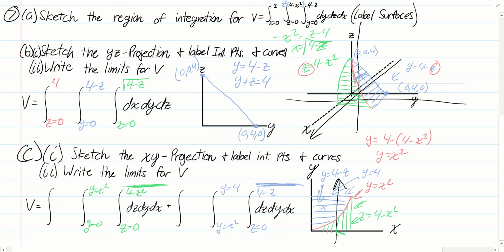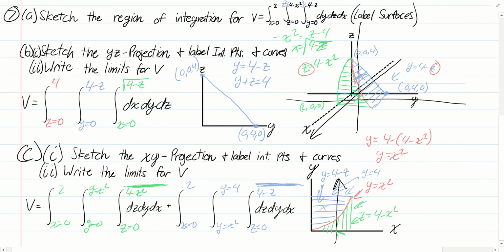And now dx is just going to be from 0 to 2, because that is this point. We look at this point here, which is 2 comma 0 comma 0, because if we plug in z equals 0, we're going to get x equals the square root of 4, which is 2. And then same thing for the other equation. We'll have x equals 0 to x equals 2.